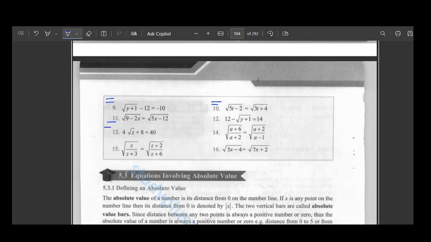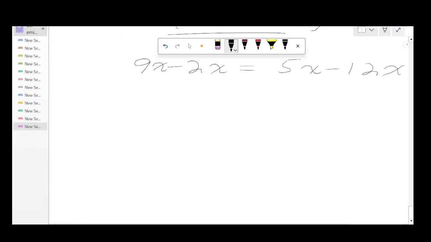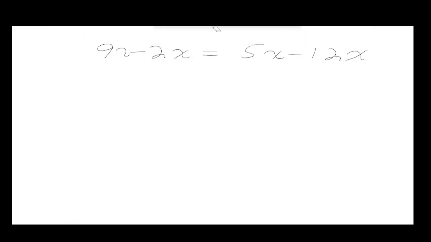9 minus 2x, and that is okay. So we do not have 9x minus 2x, that is 9 minus 2x, and 5x minus 12, and then let's place the radical sign here. Okay, so now the radical sign will be removed since we're going to be taking the square on both sides.